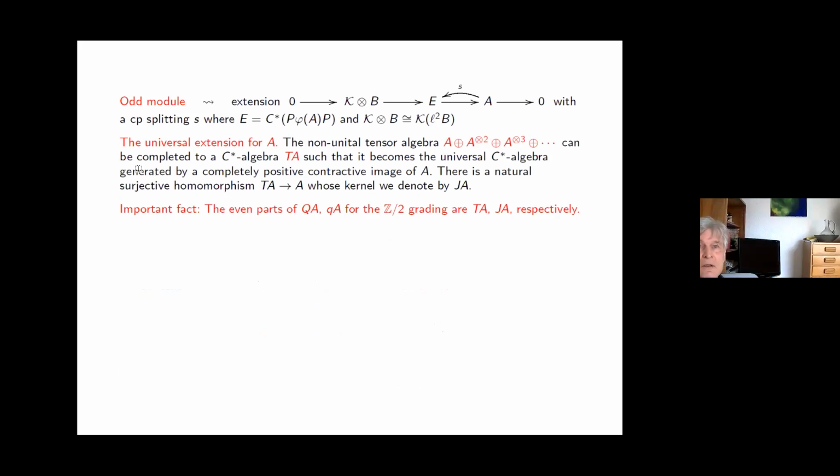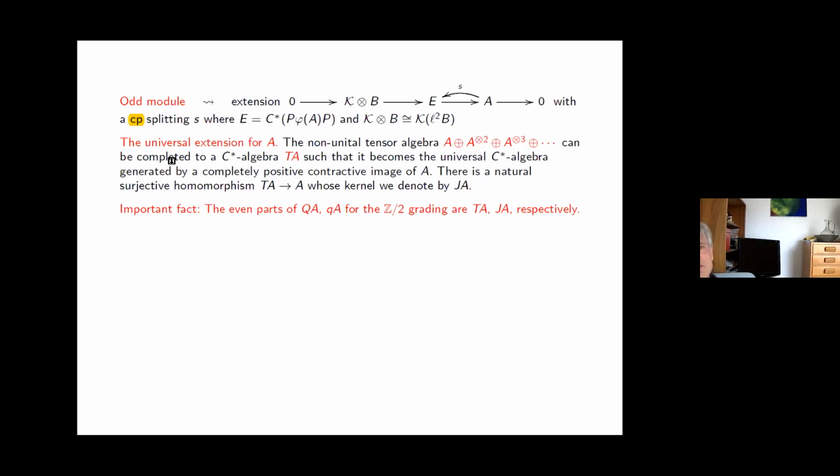Okay, so now we come to the odd case. An odd Kasparov module, as I told you before, gives you an extension with a completely positive splitting. So it's an extension of the form where the ideal is K tensor B, where B is the second algebra, and the quotient is A, and you have a completely positive linear map S, which splits this extension linearly. CP means completely positive. You have a completely positive linear splitting S. And the definition of E was on the previous slide.